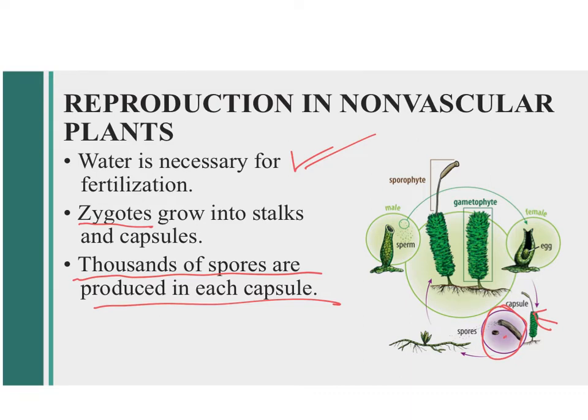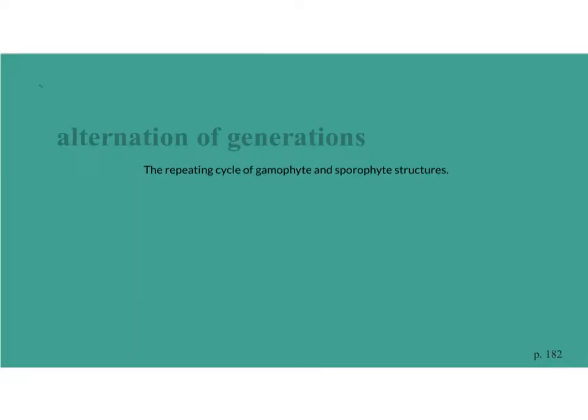Okay. If you don't, you need to see someone else. What you see are the sporophyte and the gametophyte structures. All right. Alternation of generations. That's also on this page. It's the repeating cycle of the gametophyte and the sporophyte structure, basically a cycle that takes place. And that's called alternation of generations. Okay?